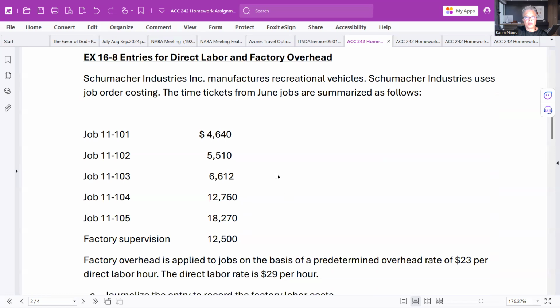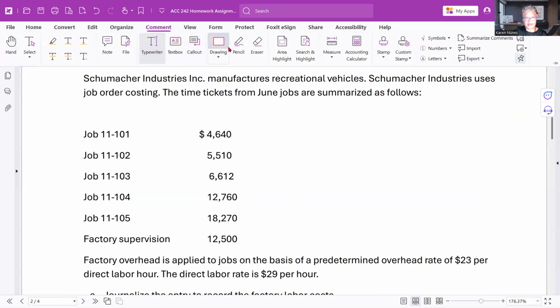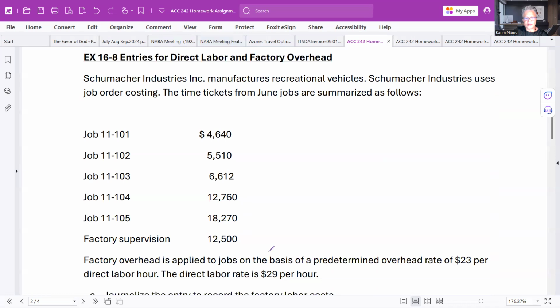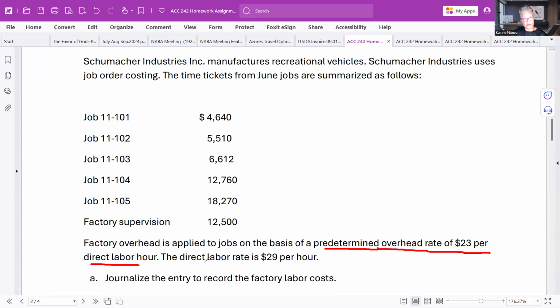So what we're told, and let me see if I can highlight this here. We're told that the overhead is applied to the jobs on the basis of a predetermined overhead rate of $23. So that's our rate. The rate is $23 per direct labor hour. So we're going to need that to allocate the overhead. And then the cost of the direct labor is $29.